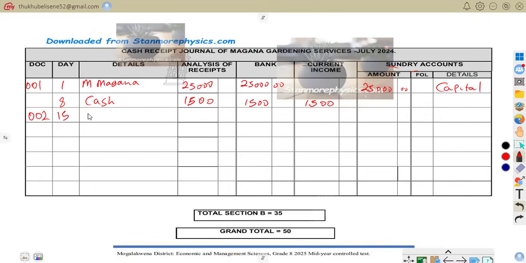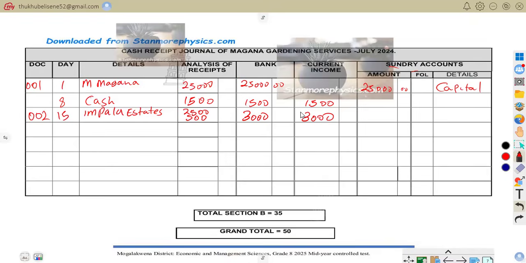So we have to show that under details: Impala Estates. So we are saying it's Impala Estates. Remember, it paid us for cutting trees 2,500, and for garbage removal, it was for how much? 500. So it means the money that is going to go into our bank account is 3,000. So that money comes into our current income, into business income with this amount, 3,000.